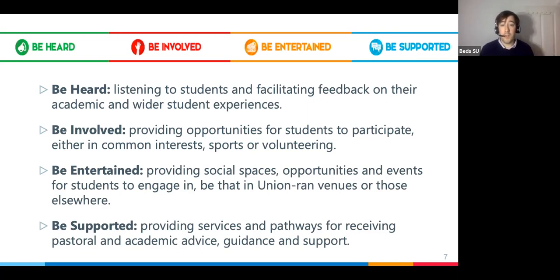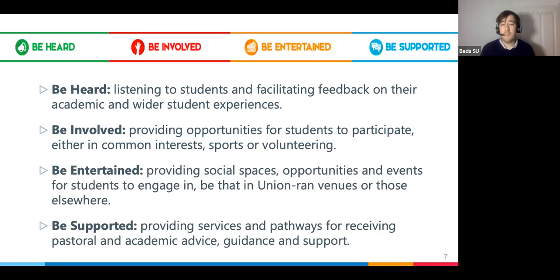Be involved is about providing opportunities for students to partake in common interests, sports, or volunteering. Be entertained is about us providing social spaces, safe social spaces for students to come together and engage in, whether they're things we run in our own venues, whether they're daytime or nighttime, whether they're about drinking alcohol or not drinking alcohol. We want to provide opportunities in spaces for students to come together, meet other students, make friends, and make experiences. And finally, be supported.